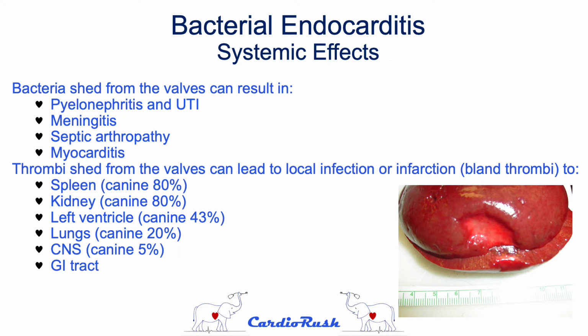So as bacteria shed off the valve, that can lead to urinary tract infection or pyelonephritis. Or if it goes to the central nervous system, we can see meningitis or encephalitis. The joints seem to be affected with some regularity, which can lead to a septic polyarthropathy. And we can also see myocarditis. When thrombi are shed from the valve, that can lead to infarction of the spleen, kidney, left ventricle, or other organ systems, with the spleen and kidney being commonly noted to have infarction associated with bacterial endocarditis.